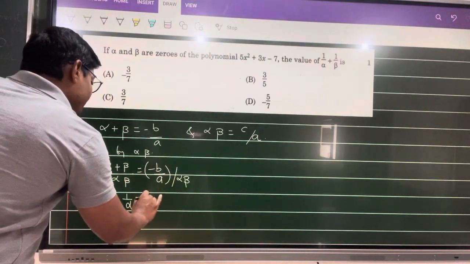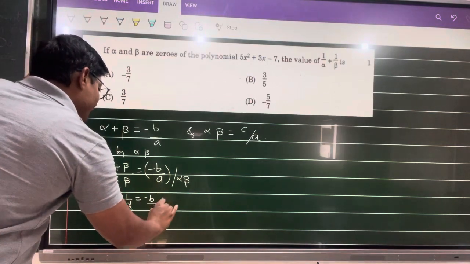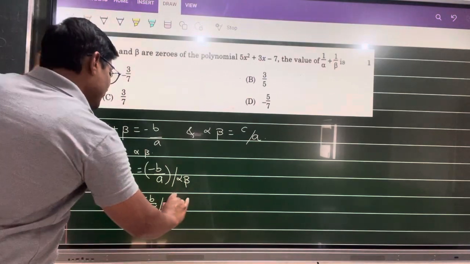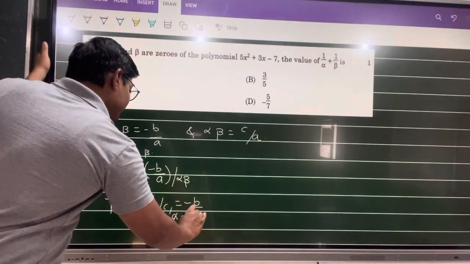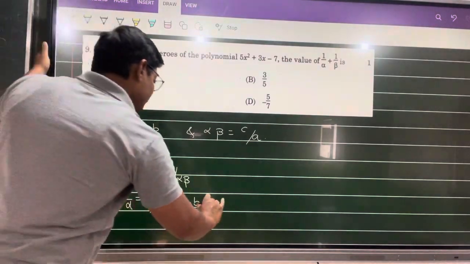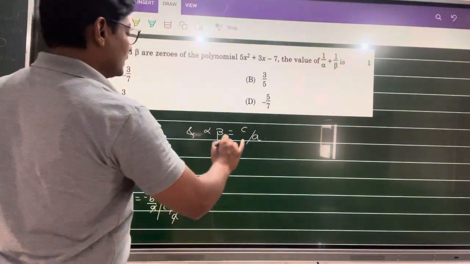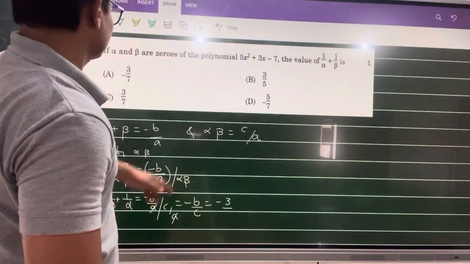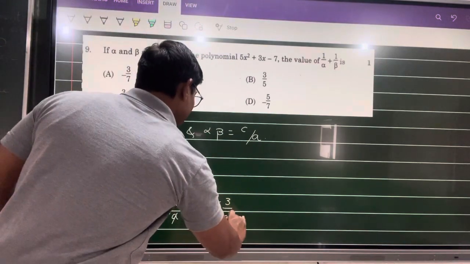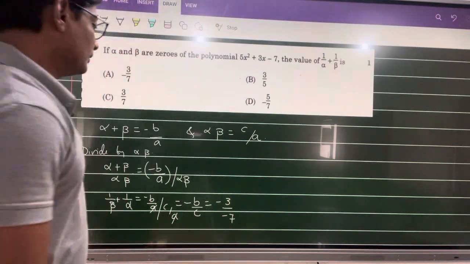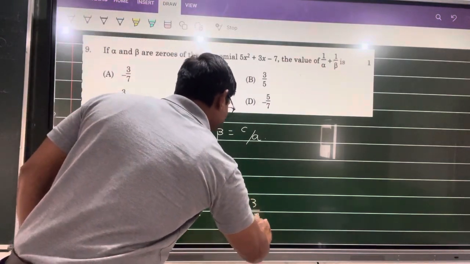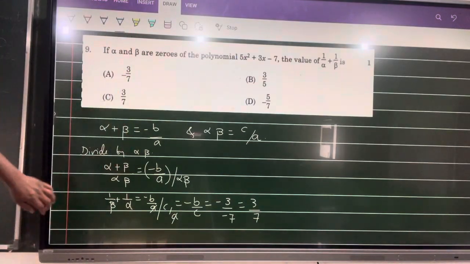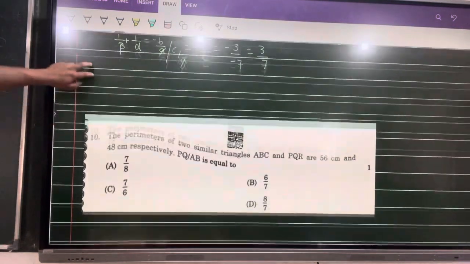And on the right hand side, minus b by a, that divided by alpha into beta, is c upon a. So here a will get cancelled, and what we will get is minus b by c only. So minus b's value, if you see here, it is 3, and c value is minus 7. Fine. So finally what you will get is 3 by 7. So 3 by 7 is option C here. Very simple question.